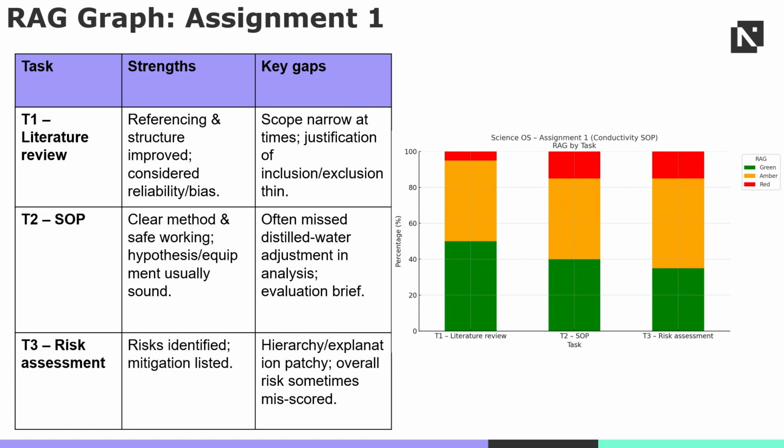For task 3 risk assessment, hazards were usually listed, so electrical, water, slips, glassware, but the hierarchy of control and overall risk scoring were patchy.